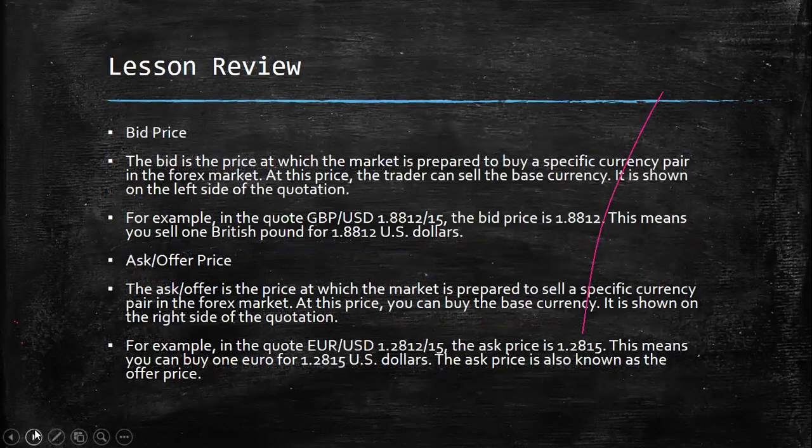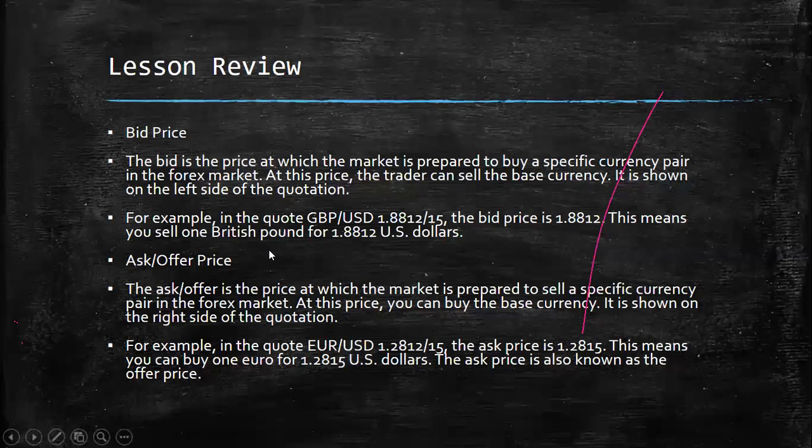Your bid price is the price at which the market is prepared to buy a specific currency pair in the Forex market. At this price, the trader can sell the base currency. It's shown on the left side of the currency quote. For example, in the GBP USD, the bid price is 1.8812. This means that if you sell 1 British pound, you get $1.88.